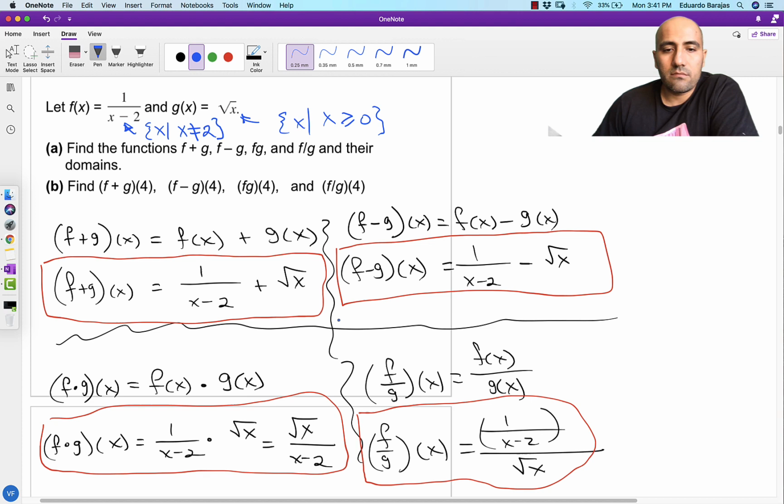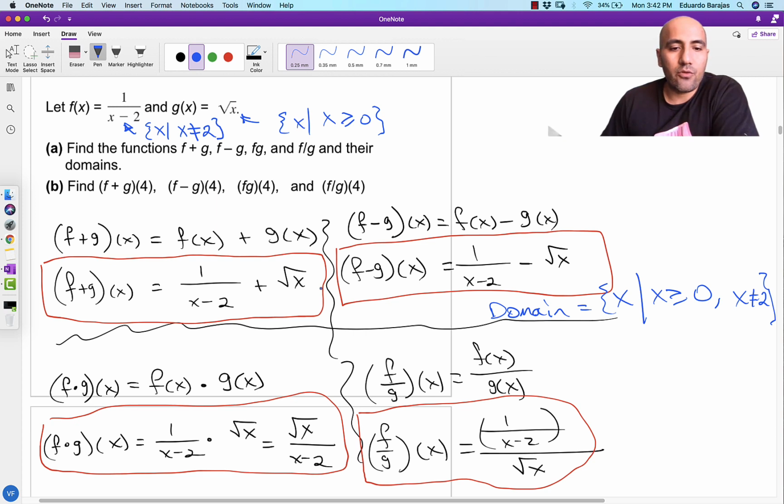So both of these have the same domain. The domain is all real numbers such that x is greater than or equal to 0. So a 0 is allowed there, because then we'd end up with just 1 over negative 2, and that's fine. That's not undefined. But then we also have one more restriction, and that's that x cannot be equal to 2. Because if we let x equal 2, we'd end up with a 1 over a 0, which is undefined. Okay, so that's the domain for both of those two.